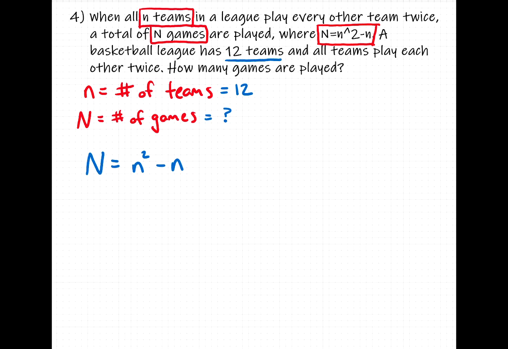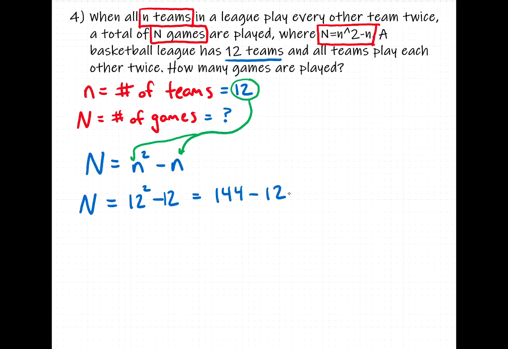We're given that lowercase n equals 12. So this 12, we can plug in or substitute in for each of those lowercase n's. Okay, so capital N equals 12 squared minus 12, 144 minus 12, or a total of 132 games played. And that should do it for this problem.